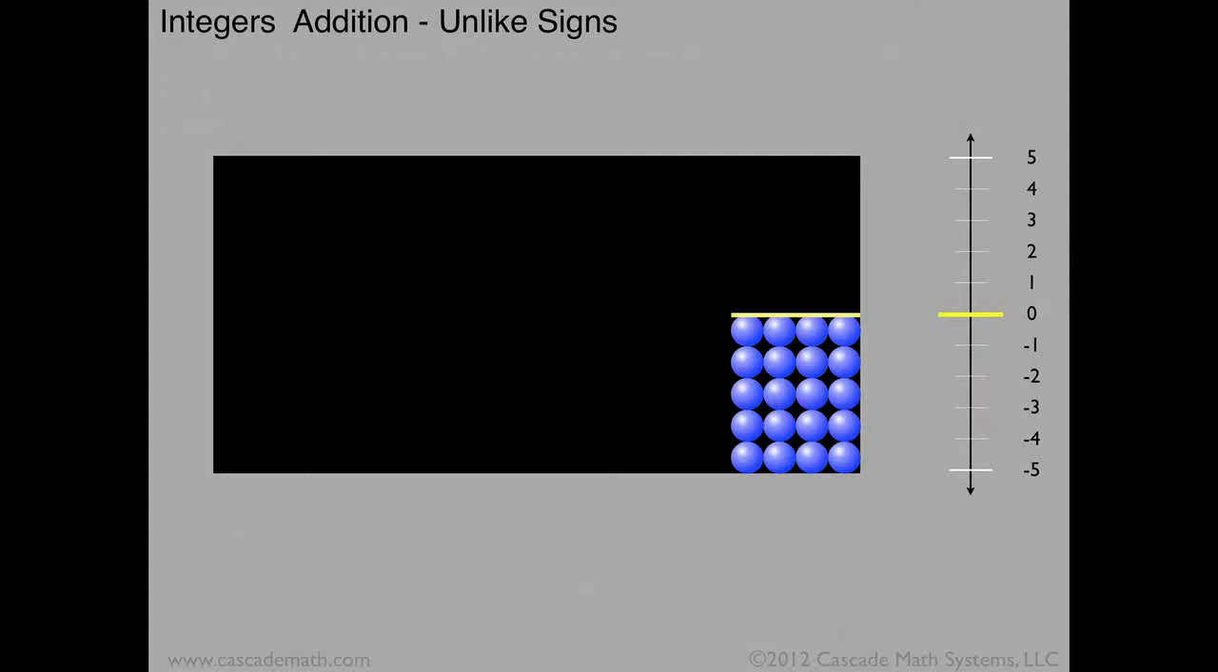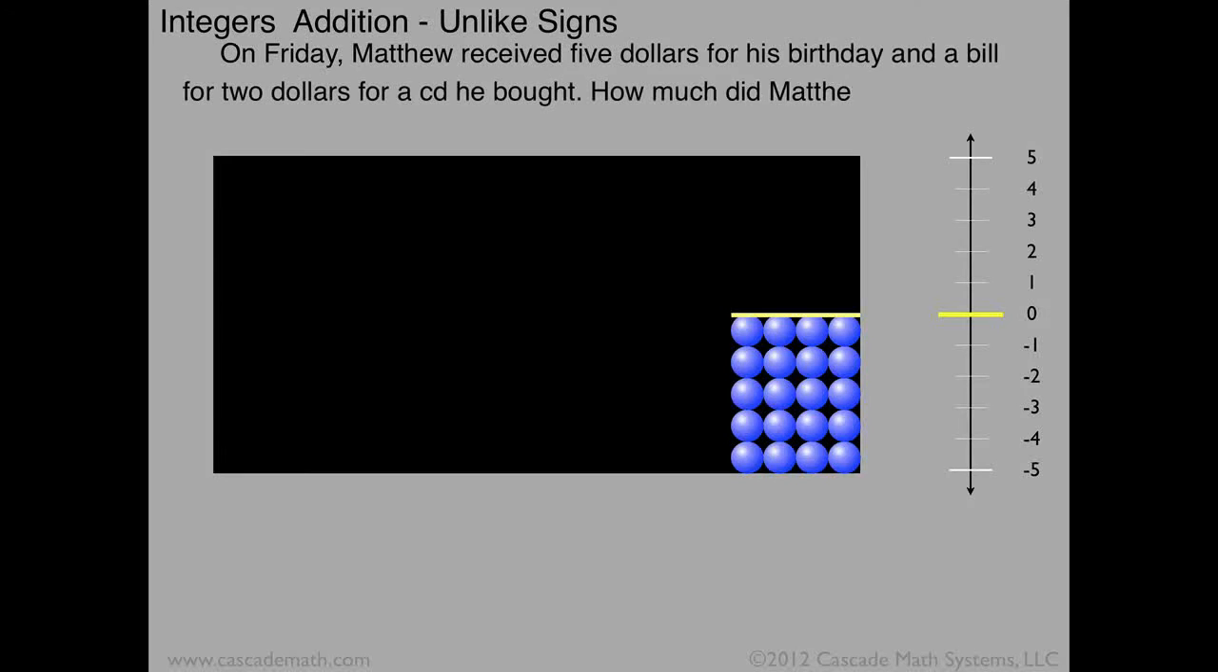Let's work one more problem. This time I'll give you the problem and you'll work it by yourself. On Friday, Matthew received $5 for his birthday and a bill for $2 for a CD he bought. How much did Matthew's total worth change on Friday? Your teacher will pause the movie and restart it when he or she is ready.